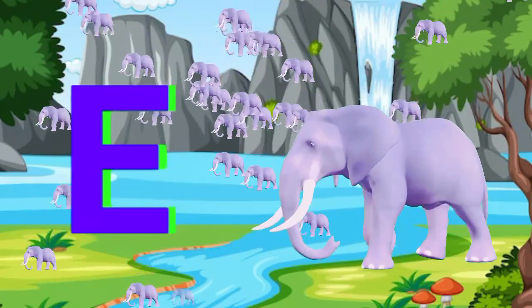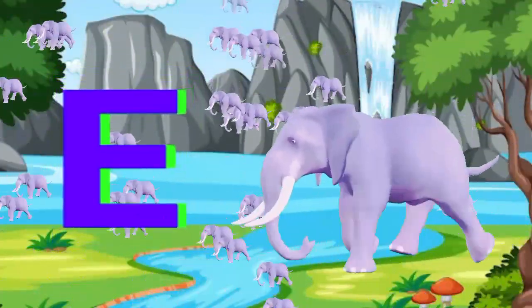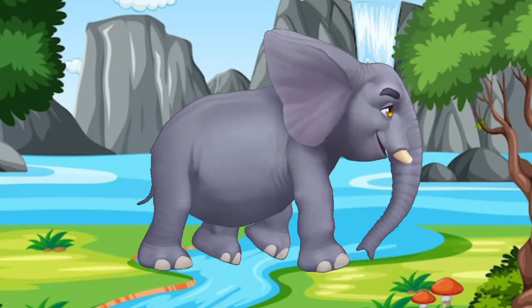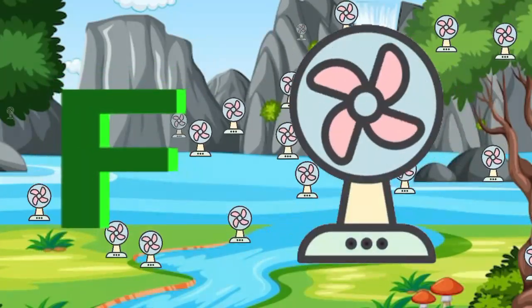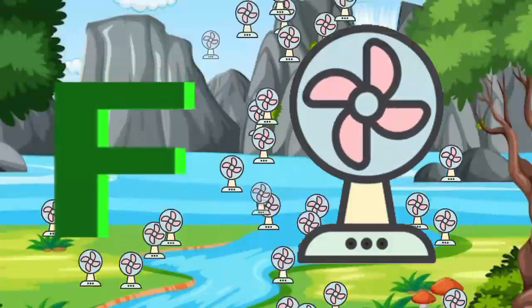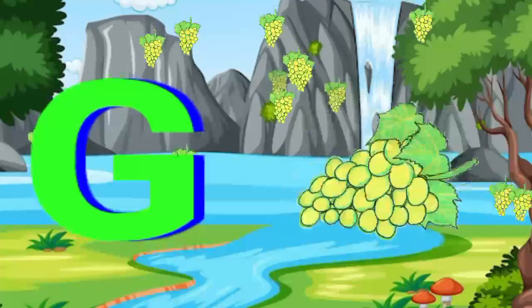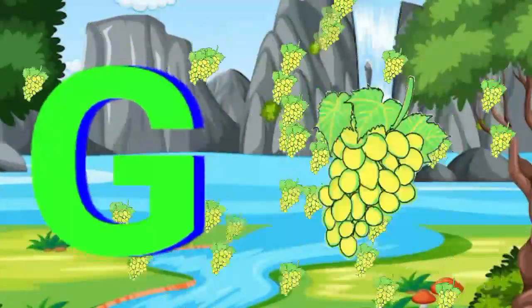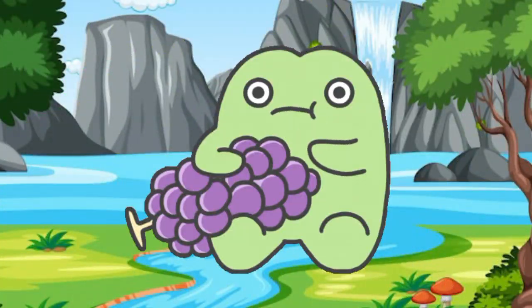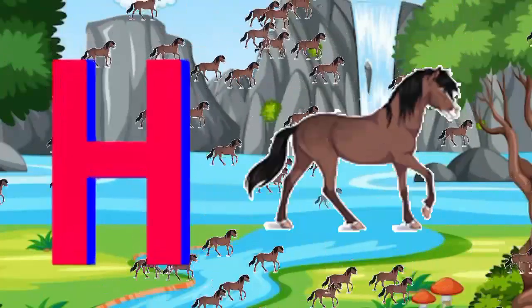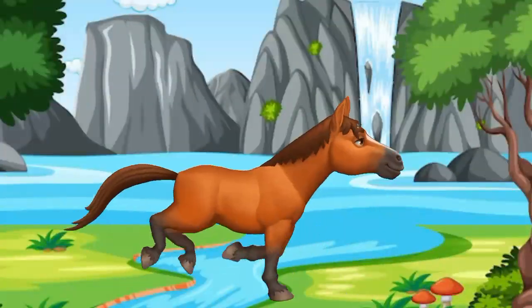E. E for elephant. Elephant means hathi. F. F for fan. Fan means pankha. G. G for grapes. Grapes means angur. Grapes, grapes, it's time to eat your grapes. H. H for horse. Horse means ghoda.